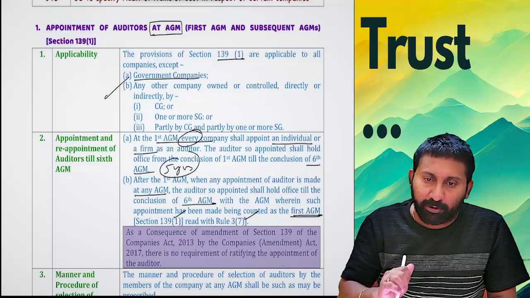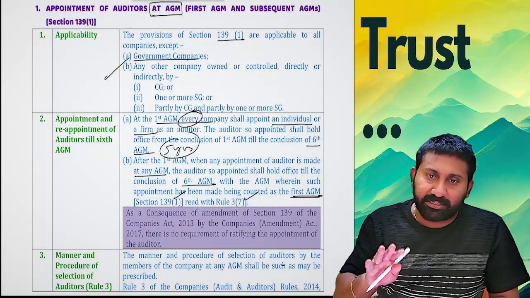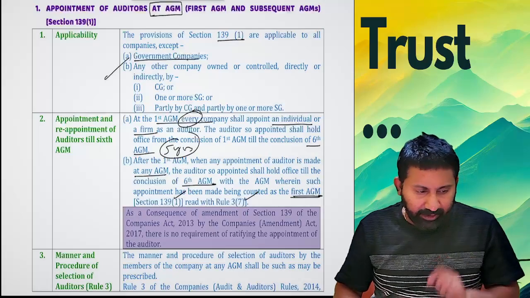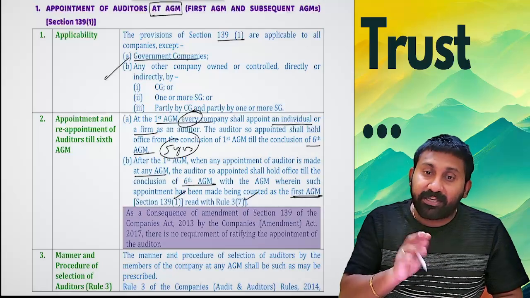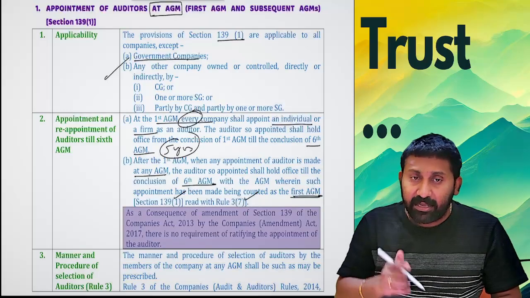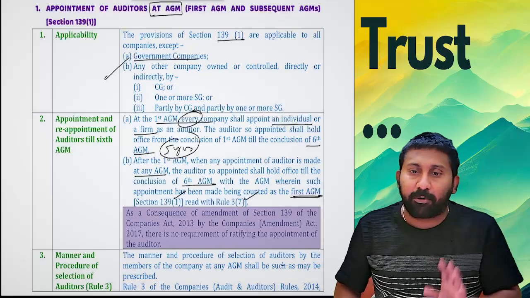If the board fails to appoint, as I already said, the shareholders in an EGM appoint the first auditor. I appointed the first auditor. After that, 2 years after, I wanted to appoint another statutory auditor. Can I? Yes. Whoever you appointed, for example, at the end of the third AGM, you appointed another auditor.